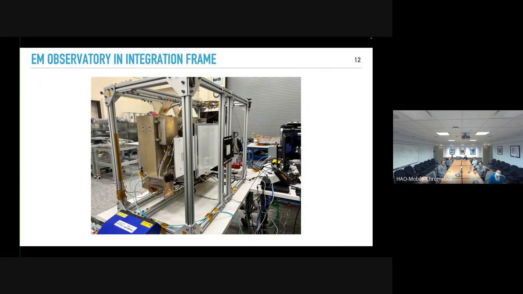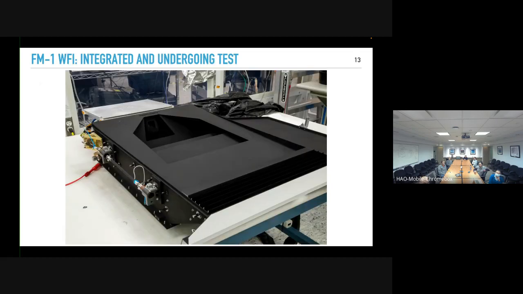This is the engineering model observatory. This is all from about 6 months ago in an integration frame in our clean room. That's a giant clean room down in San Antonio, or I guess it's a room that's clean. We've migrated them all to an actual certified clean room.